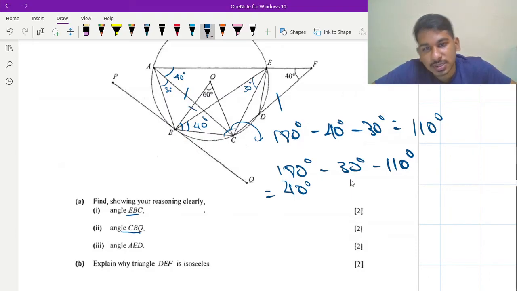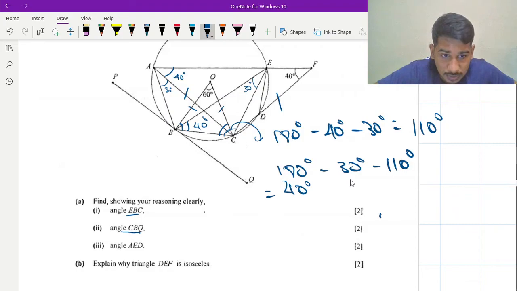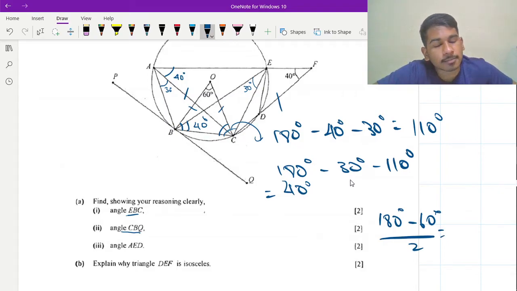This is the same as this because it's the radius of the circle. So this is the same as this. Then isosceles. Okay, base angle of an isosceles triangle: 180 degrees minus 60, divided by 2, which is 120 divided by 2. Oh, 60. Oh my god, it's an equilateral triangle. Right. 60 degrees, 60 degrees.